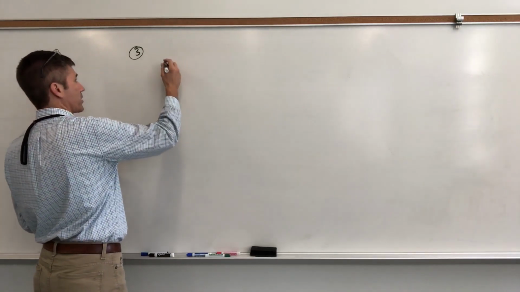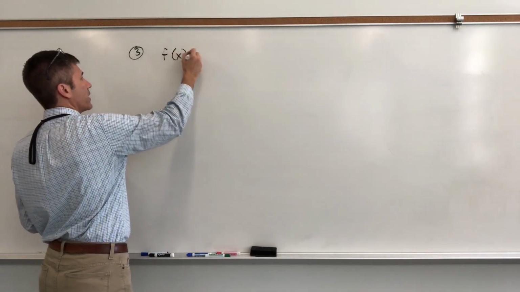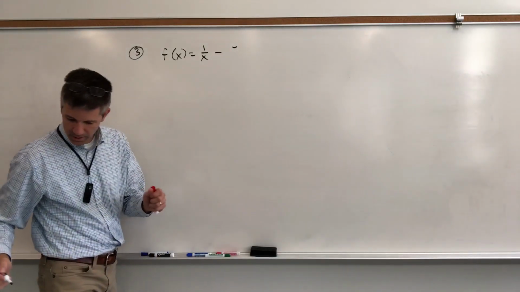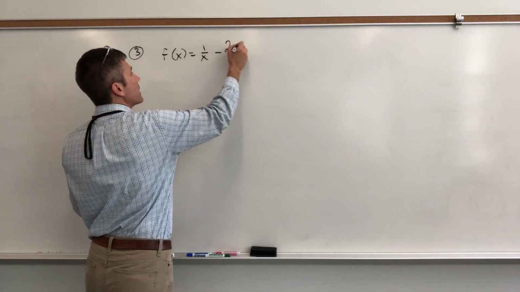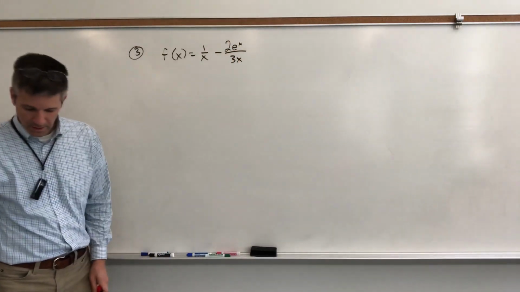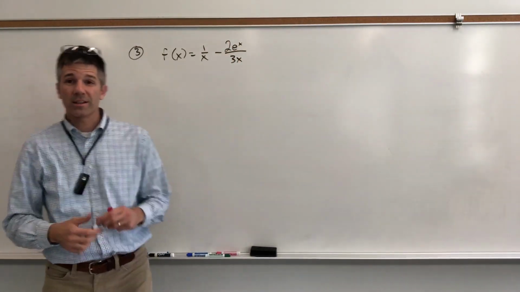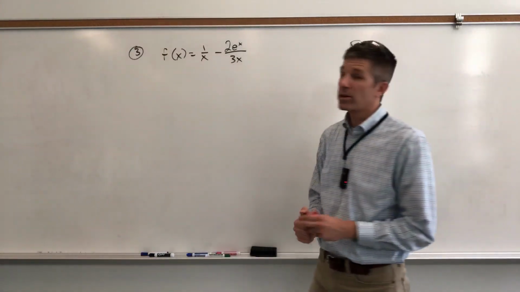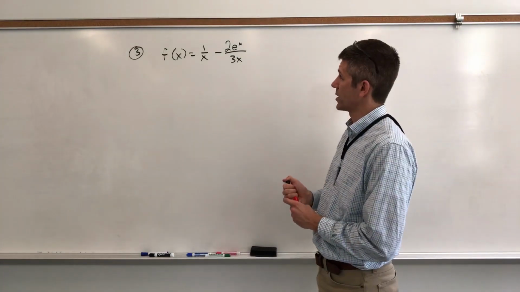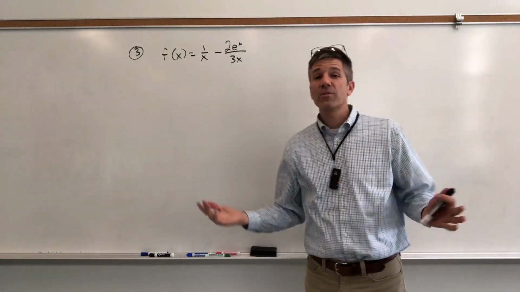That was a very loud marker right there in the microphone. Sorry you had to hear that. 1 over x minus, what was it? 2e to the x. 2e to the x over 3x. Okay, so you might be looking at this and saying, well, I have two quotient rules going on. And you could say you do. There's one here and there's one here. And that's fine. You can do it that way.